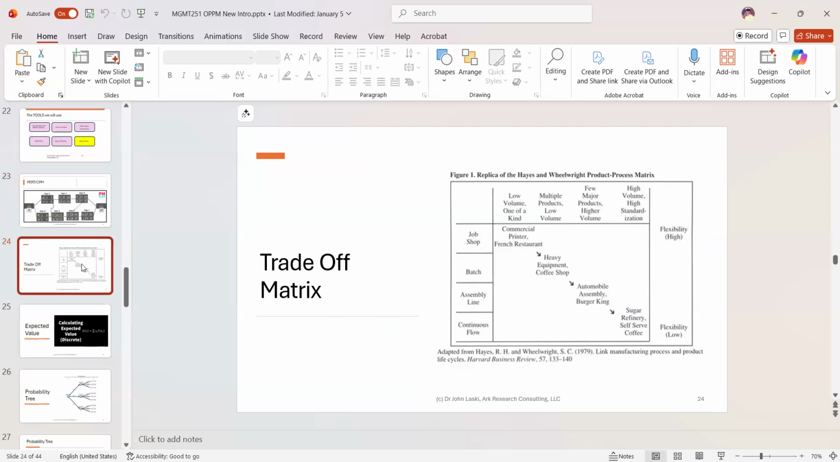Trade-off matrix. And we'll spend a little bit of time on this. Hayes and Wheelwright spent an awful lot of time on this production process matrix. So we'll be talking about that at some length.